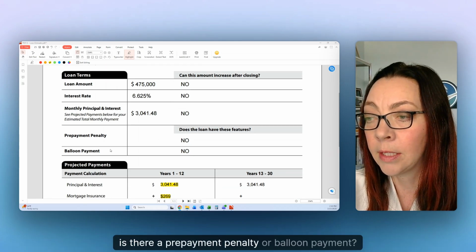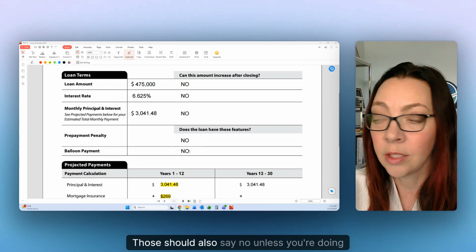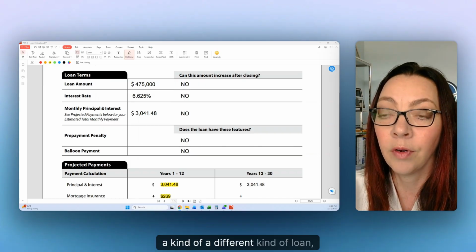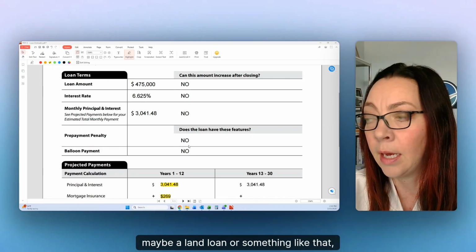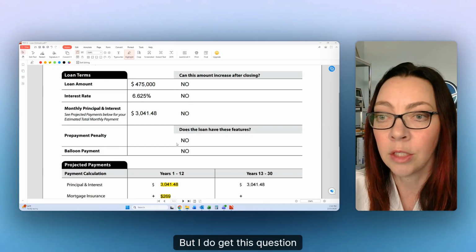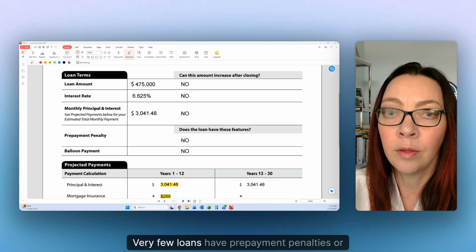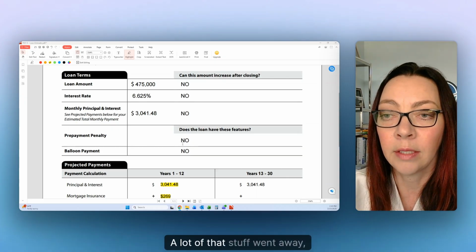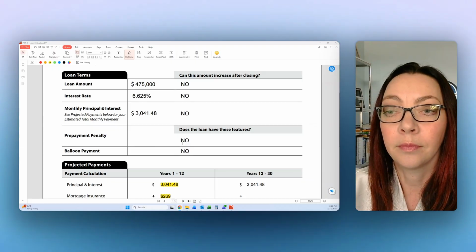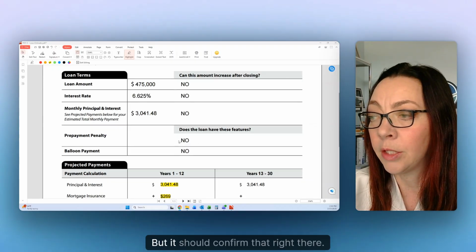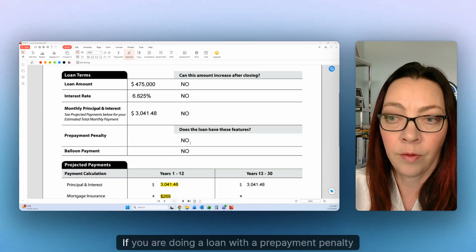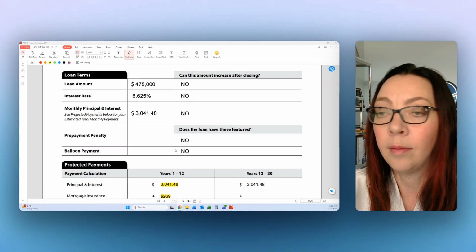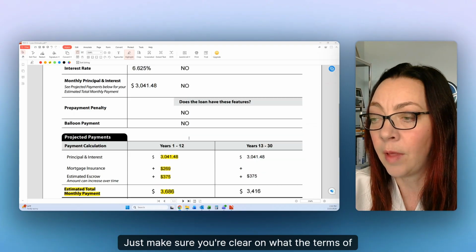Also, is there a prepayment penalty or balloon payment? Those should also say no unless you're doing a different kind of loan, maybe a land loan or something like that will have these. But I do get this question often. Very few loans have prepayment penalties or balloon payments anymore. A lot of that stuff went away post 2008, but it should confirm that right there. If you are doing a loan with a prepayment penalty or balloon payment, just make sure you're clear on what the terms of that are.